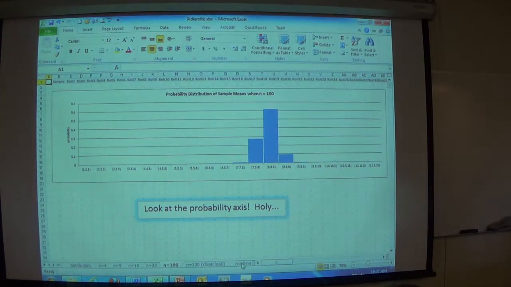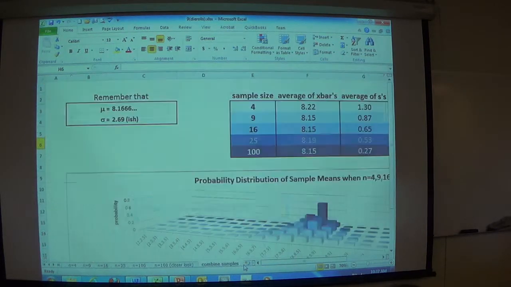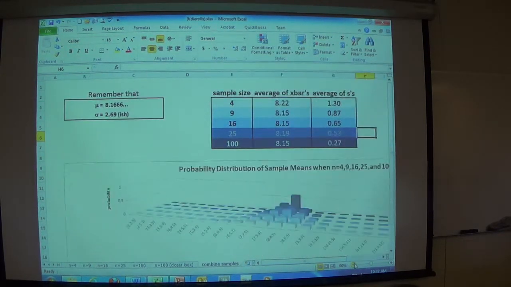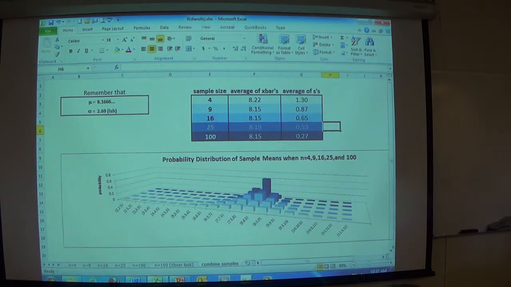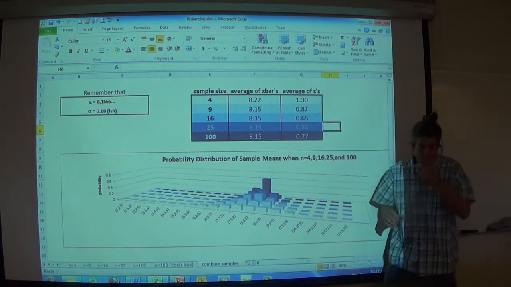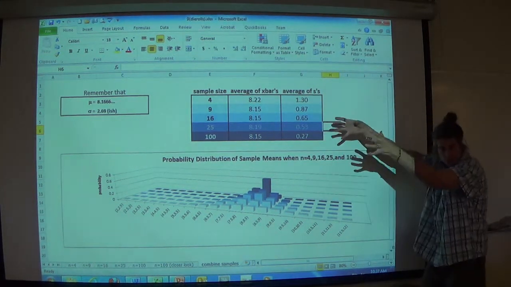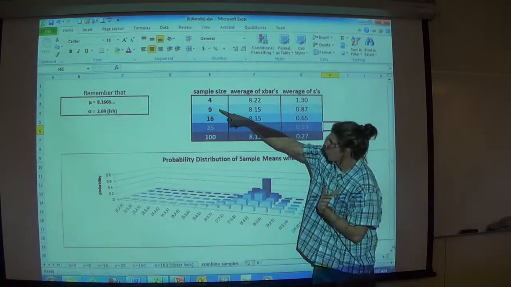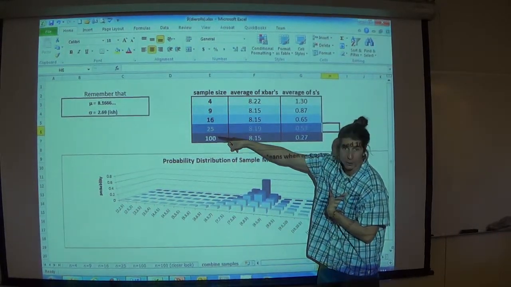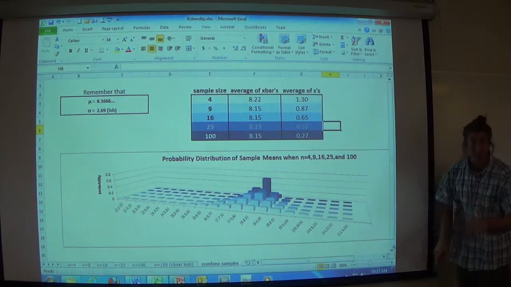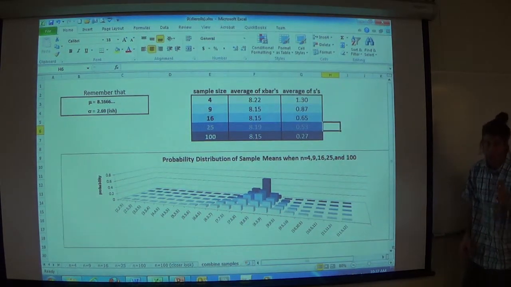So, this might be a little bit of a headache to look at. But, what you're looking at right here is all 5 of those experiments at once. So what I did was I pulled the data from the first sheets. Samples of size 4, 9, 16, 25, and 100. Pretty impressive. And I plotted them down here. This was fun to look at them once.